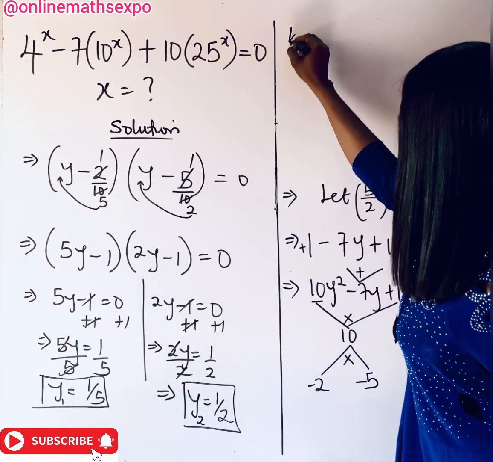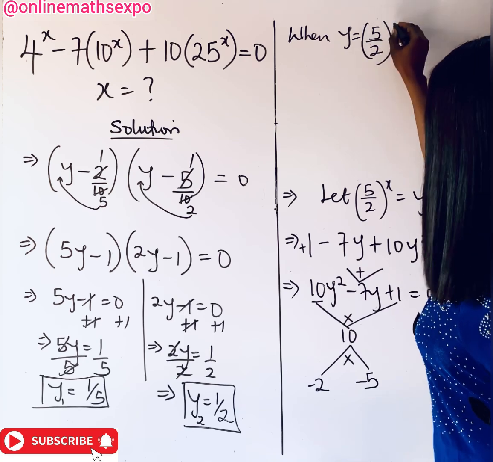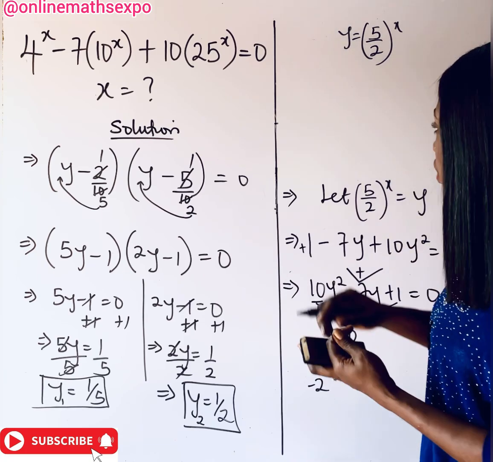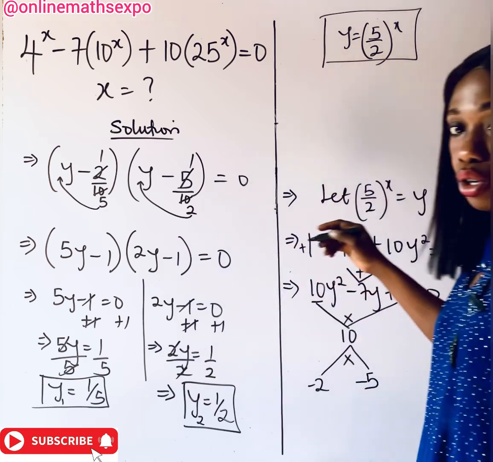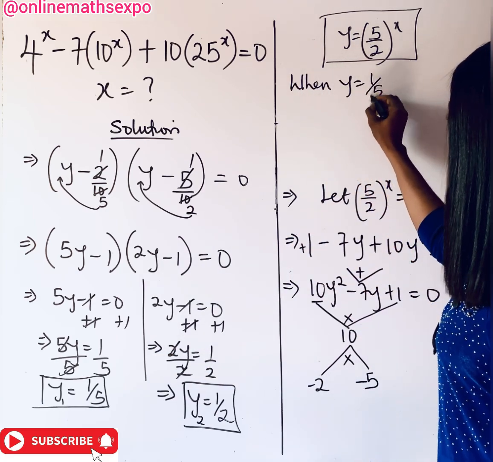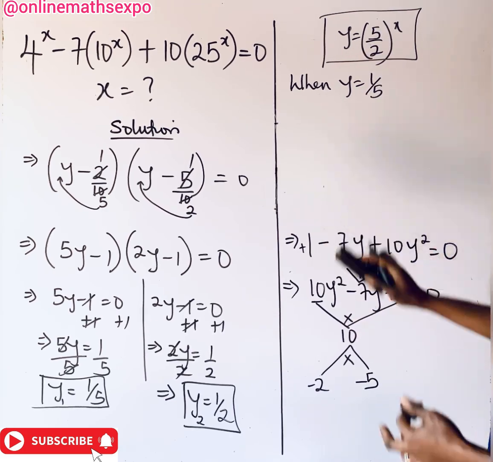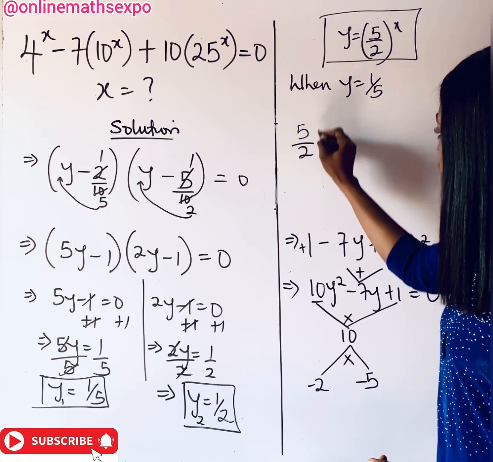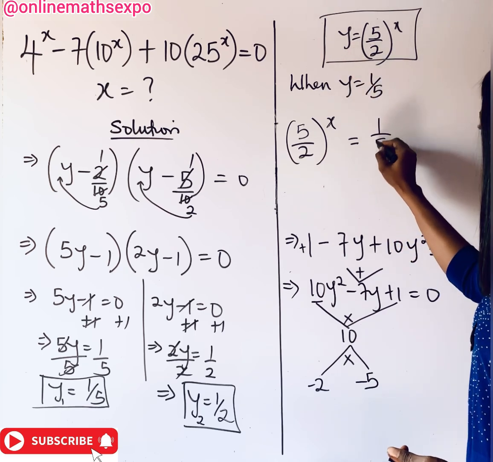So we now recall, when y is 5 over 2 to the power of x, this is what we have said earlier. So we can say when y is 1 over 5. What do you do here? Just replace it. This y will take the value of this. So we can write it as 5 over 2 to the power of x is equal to our y, which is 1 over 5.